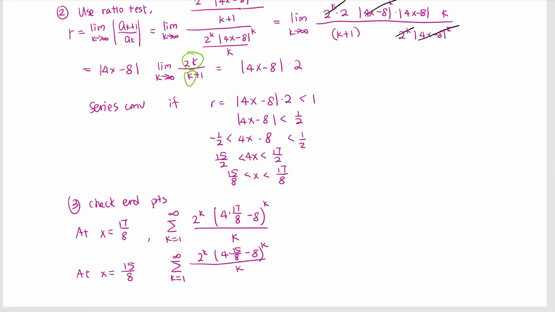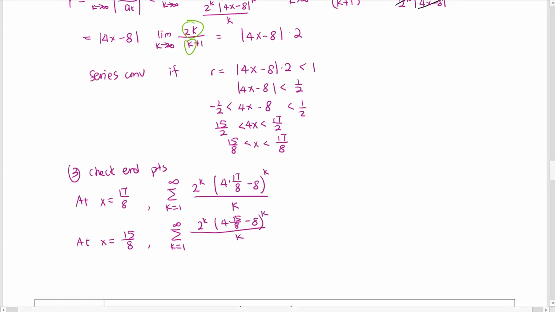Okay, yes, I would like to work on them together because I want to see which one gives me the positive one, and then I can determine whether that guy converges or diverges first. Okay, so 4, 8 cancel. That's like 17 over 2. 17 over 2 minus 8. So that's 1/2, right? So we get 2 to the k, 1/2 to the k. Oh, what happened? They cancel out. We just get the series of 1 over k.